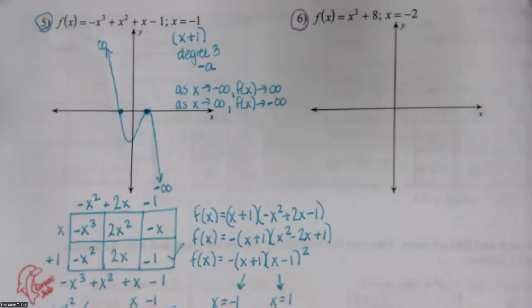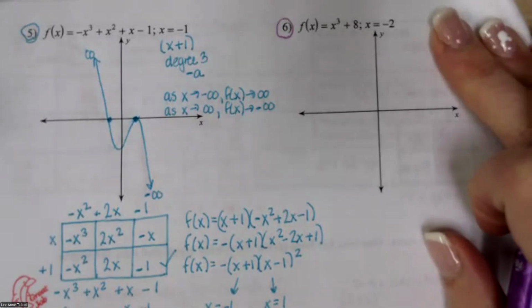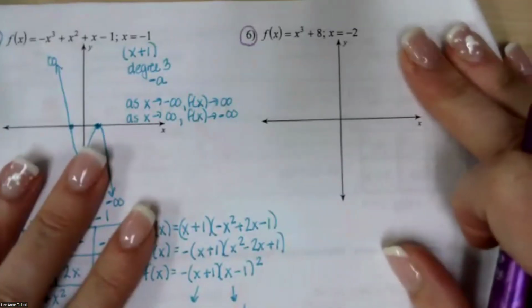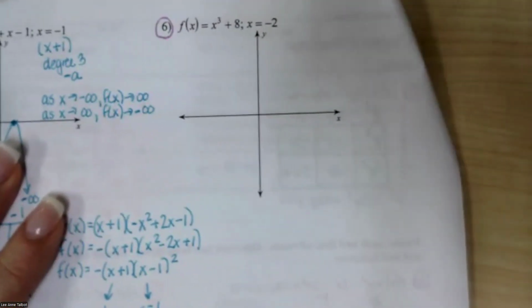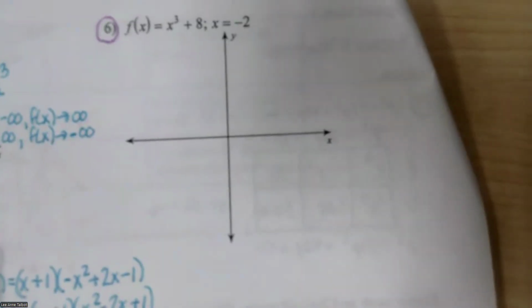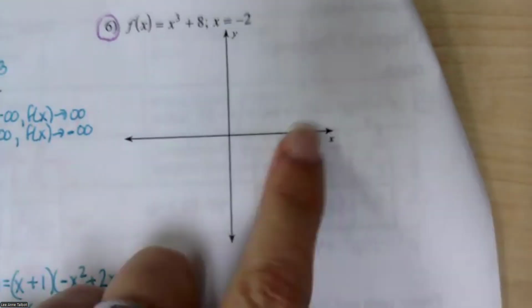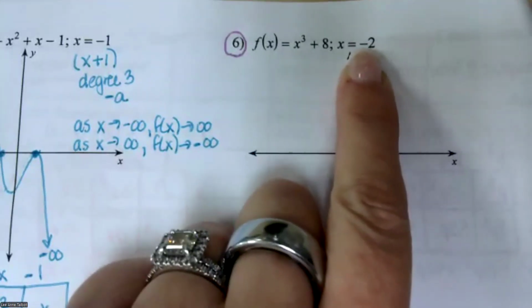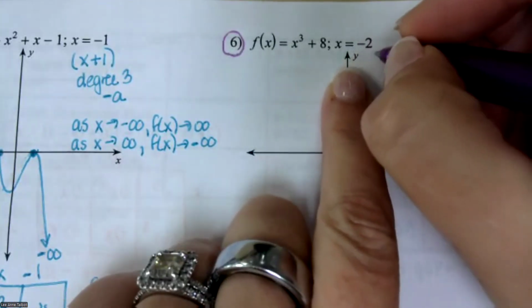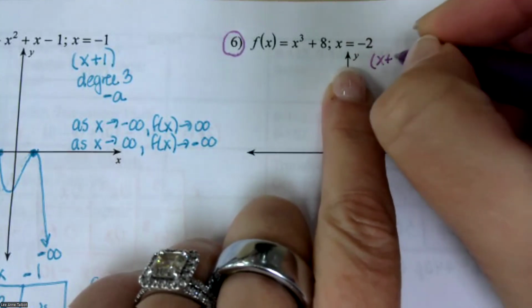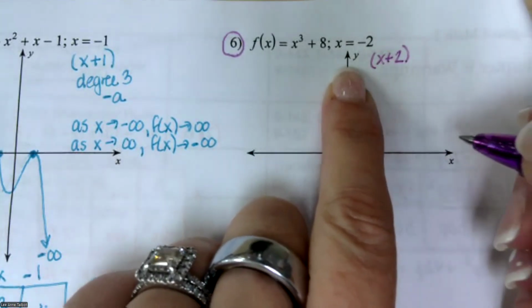Okay. Both of these warm-ups are problems like problems on the quiz. So we need to make sure we got how to do this. Okay, so first thing, I see x equals -2, so I'm going to make that x plus 2.